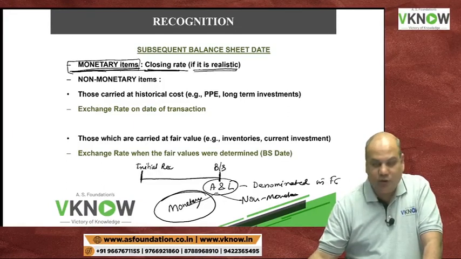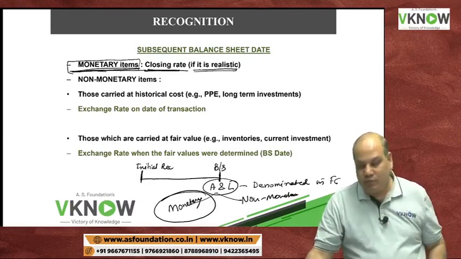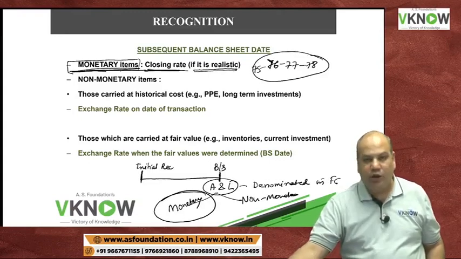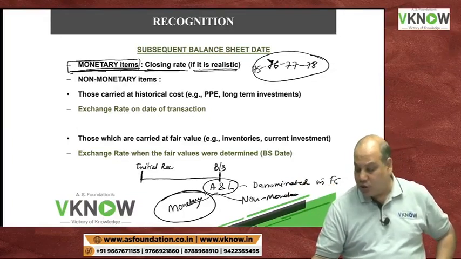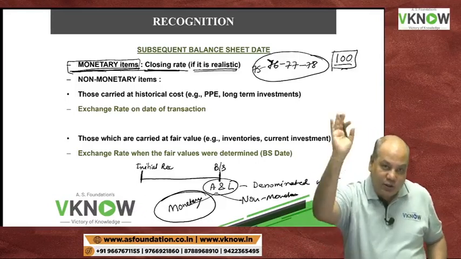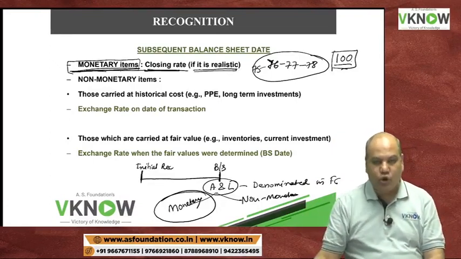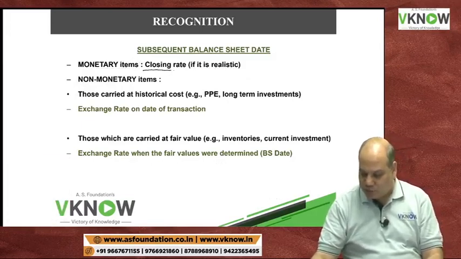However, it should be realistic. That means, again, it should not be too high or too low compared to the usual rate. Usually, the rate of exchange in India for dollar is 76, 77, 78, 75, 74. This is usually the range of exchange rate between rupee and dollar. But on the balance sheet date, for some reason, the exchange rate is 100 rupees. So this is unrealistic. Then don't take 100, take the normal rate. However, so long as you are a student, you don't have a problem. Institute will always give you the closing rate.